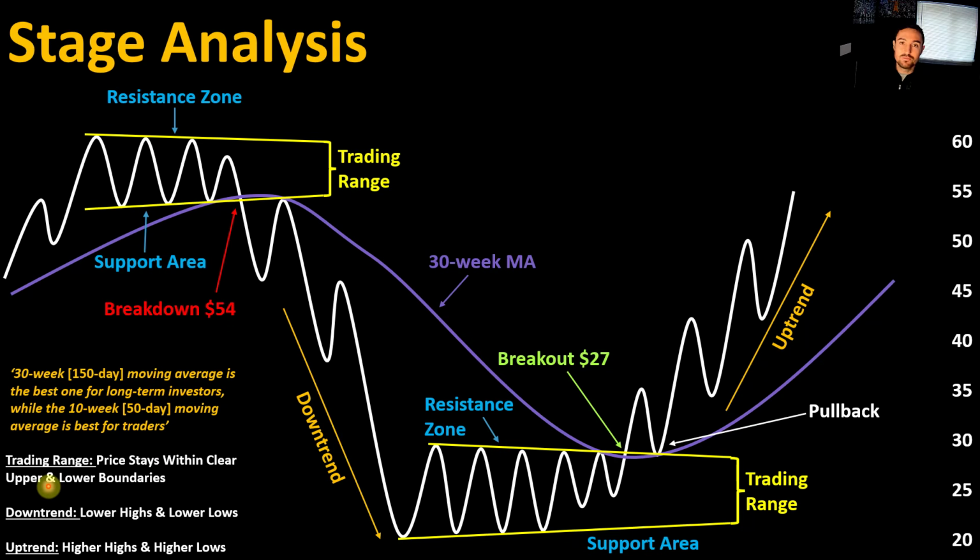Let's just do some definitions of trading ranges, because you can see we have a trading range here and we have a trading range here. One is going to be a stage 3 top, don't worry, that's all going to become clear later in the video. And down here, this is a stage 1 base. So in a trading range, price stays within clear upper and lower boundaries. What is a downtrend? You see here, this is a downtrend, which would be stage 4. A downtrend is when price is making lower highs and lower lows. And what is an uptrend, which would be stage 2? Well, an uptrend is higher highs and higher lows, so it all refers back to the action that you are seeing on the charts.